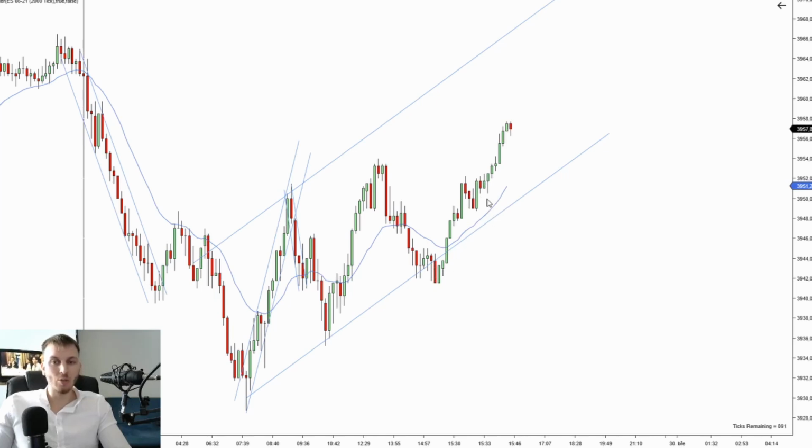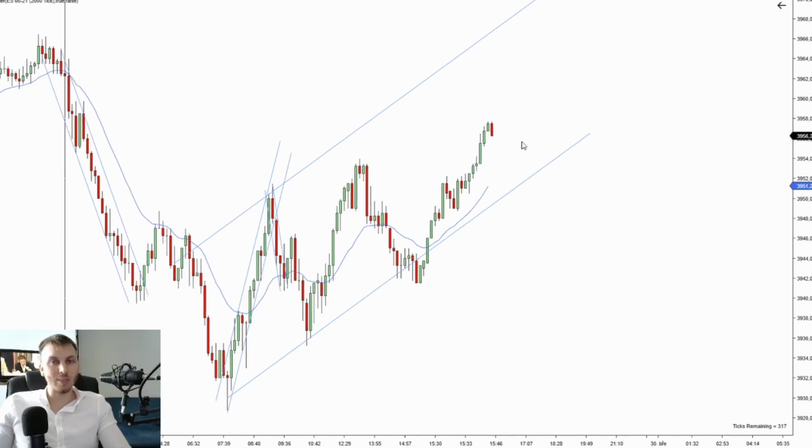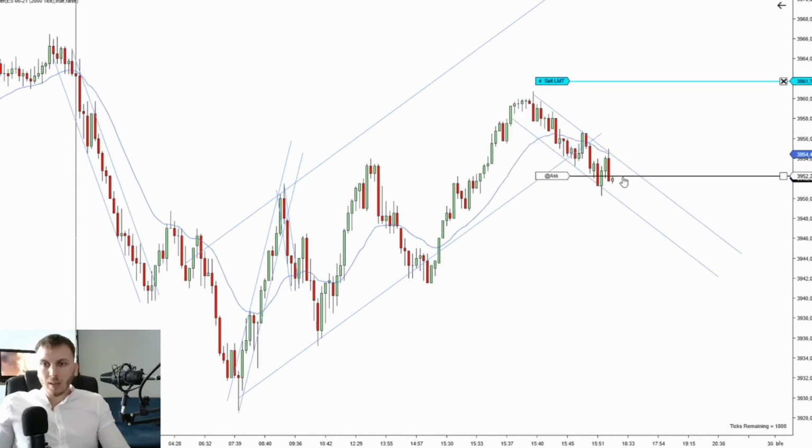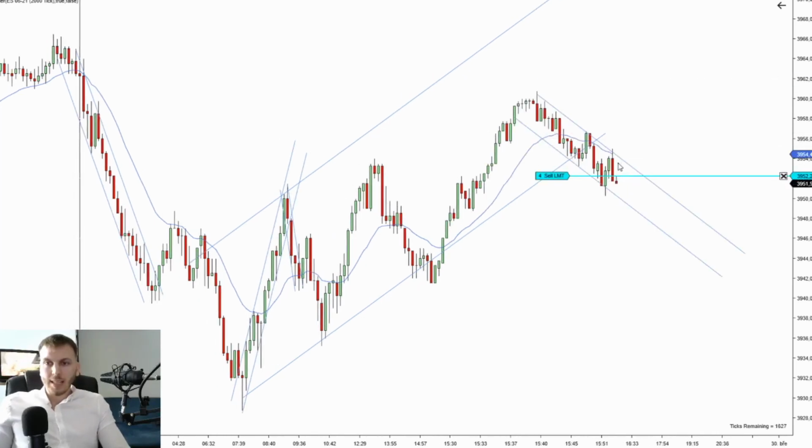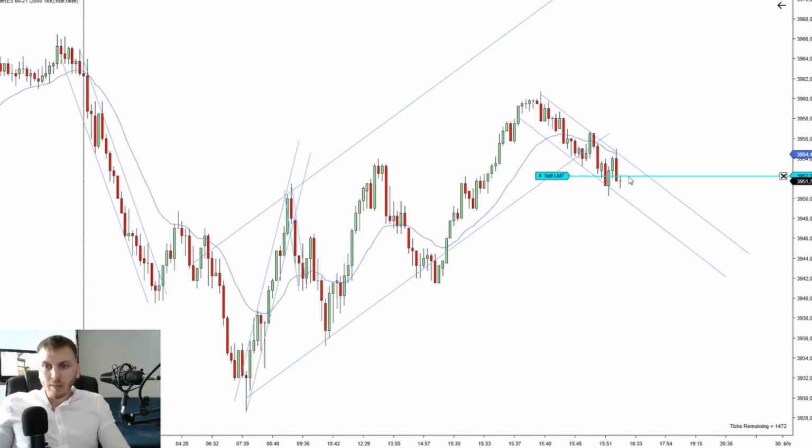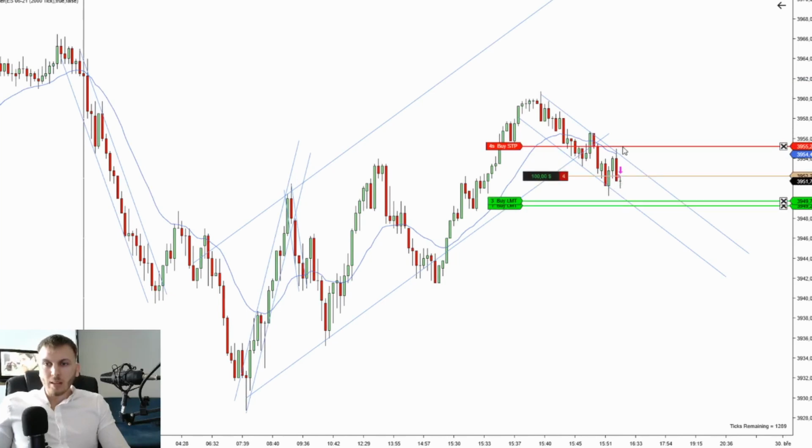Even though it is two failed attempts short, a failed second entry short, and it's a nice trap, because there are a lot of traders going short here way too early. Unfortunately, I had to skip this. I'm about to put my limit order into this bar, and we'll see if we get filled. I'm putting it two ticks back, and perfect.